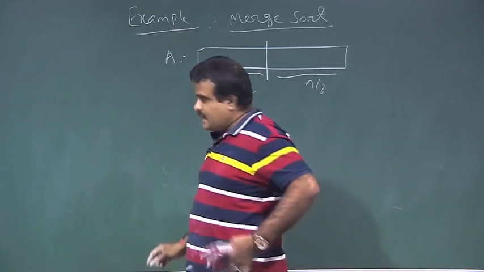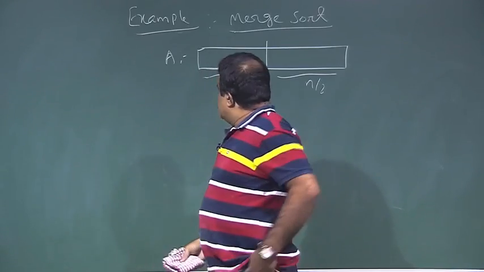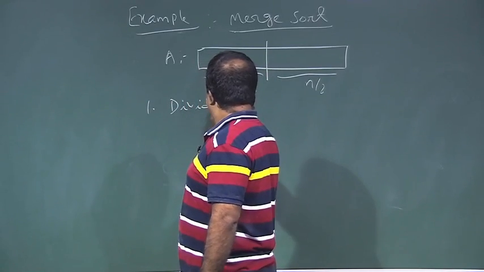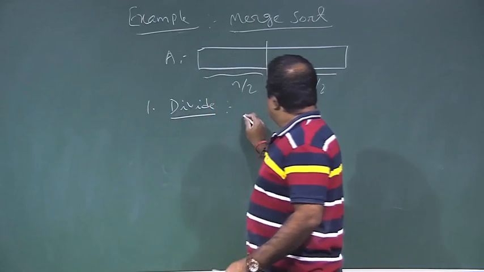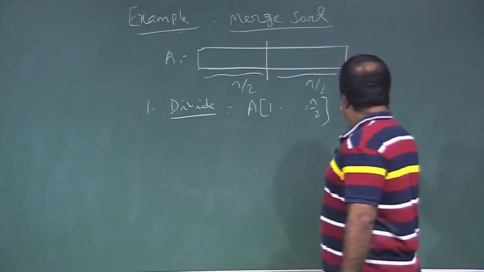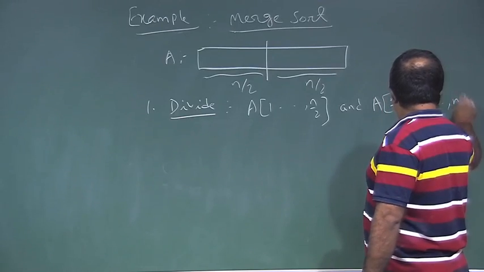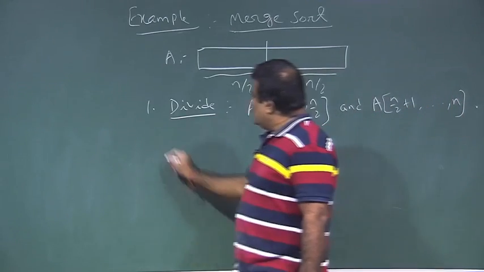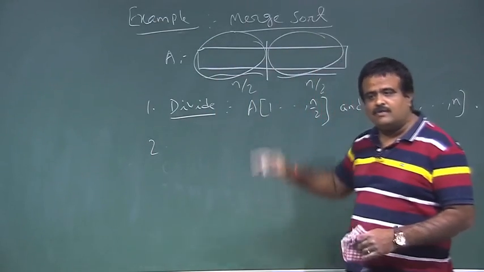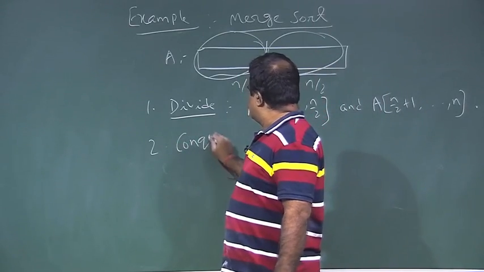We divide the array into 2 subarrays, 1 to n by 2 and n by 2 plus 1 to n. And the conquer step is we sort this subarray and this subarray recursively by calling the same merge sort. So that is the conquer step.